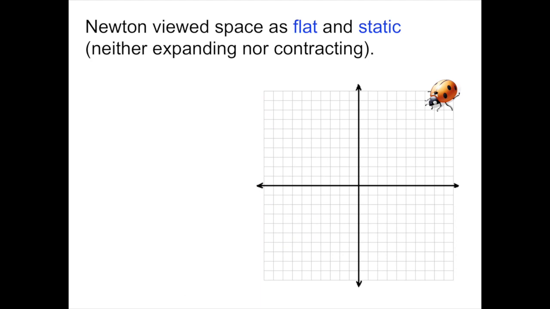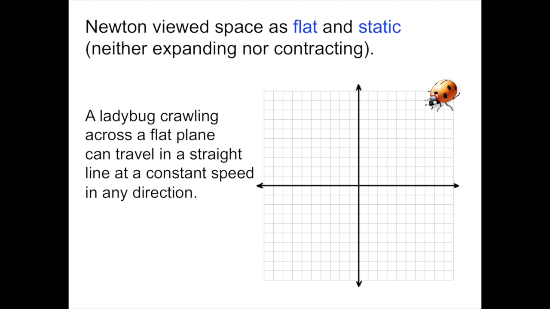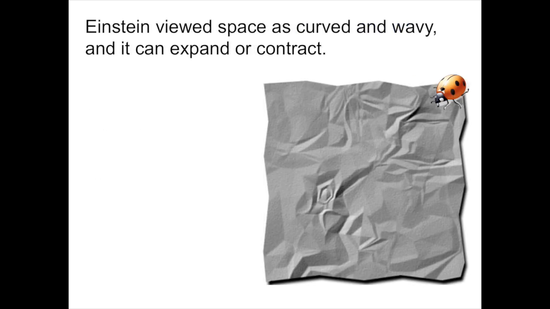Newton viewed space as flat and static, neither expanding nor contracting. A ladybug crawling across a flat plane can travel in a straight line at a constant speed in any direction. No matter which direction the ladybug chooses to walk, there is nothing about the structure of the space the ladybug is walking on that could change or alter its path in any way from the straight line path it set itself upon. Einstein, on the other hand, viewed space as curved and wavy, and furthermore, space can expand or contract.